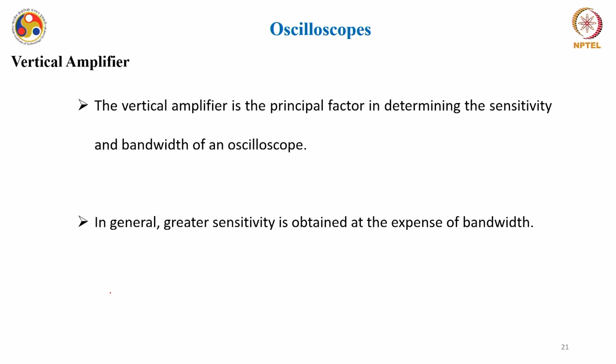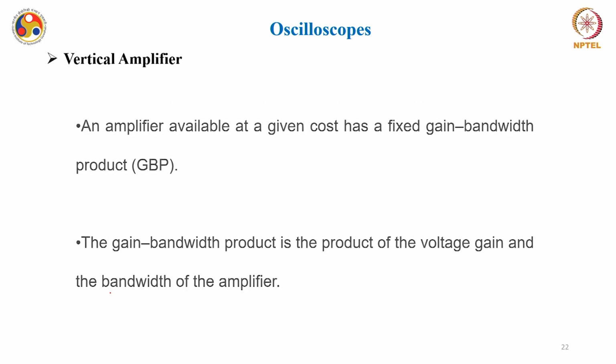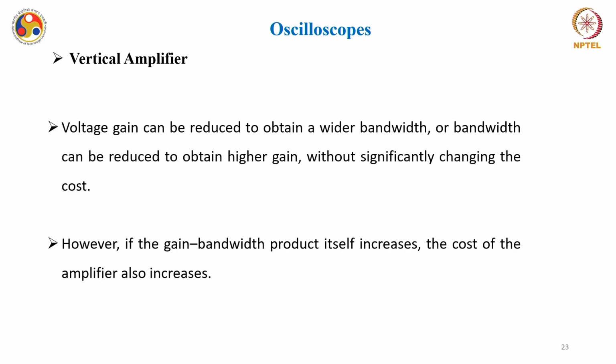In general, greater sensitivity is obtained at an expense of bandwidth. We know that for any amplifier, if all the parameters are fixed, its gain and bandwidth, if you multiply them, we call it gain bandwidth product. GBP is a fixed quantity, or it's a constant. The gain bandwidth product is a product of the voltage gain of the amplifier and the bandwidth of the amplifier, and as I mentioned, the product of them is a constant quantity.